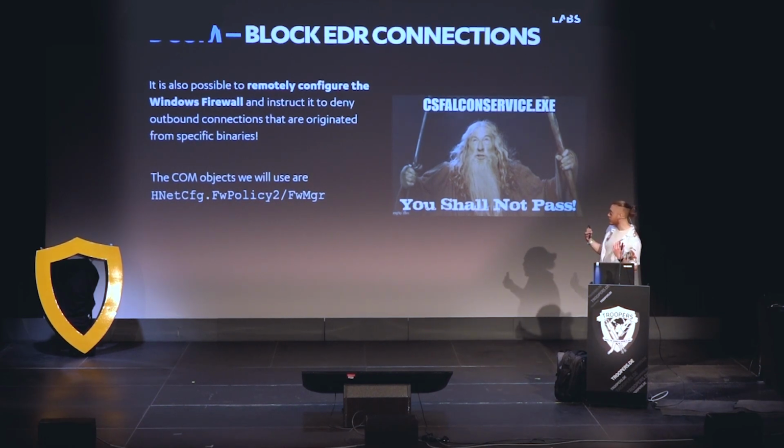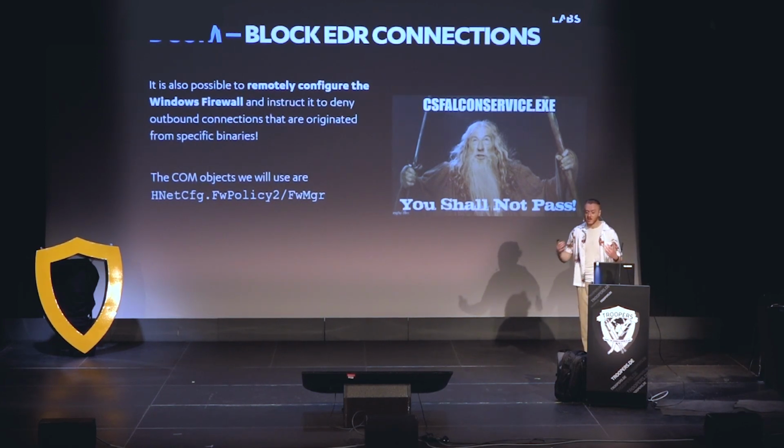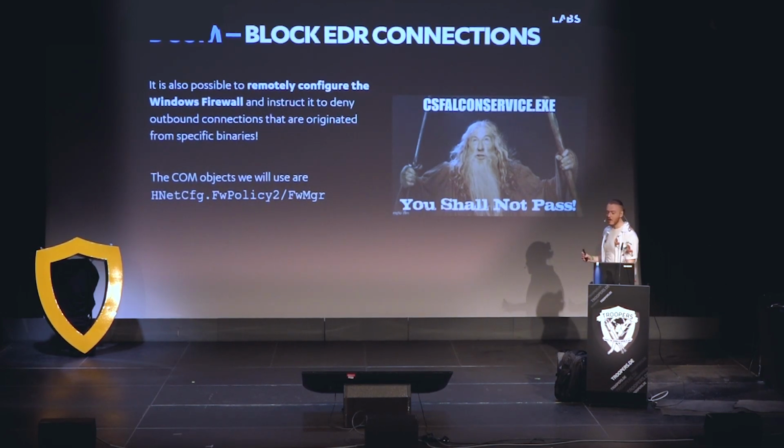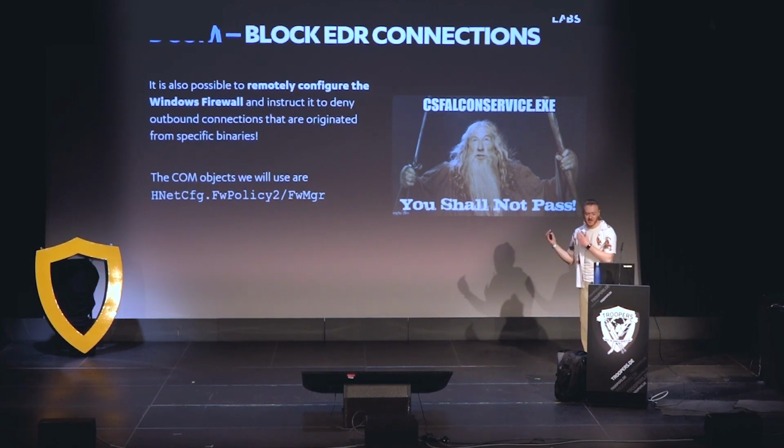Think about you want to move laterally on a host, but you don't really know what's going to work and what's not going to work. So you don't want to take the risk of executing something that triggers an alert, and then the Security Operations Center will see what's going on and eradicate you from the network. So you can just modify the firewall, block outbound connections, and still be able to connect remotely, because if you just enable the firewall, you just cut yourself off. It's not perfect.